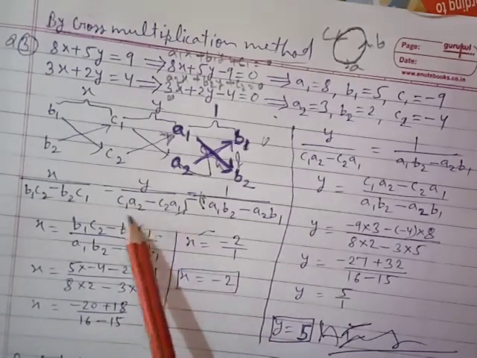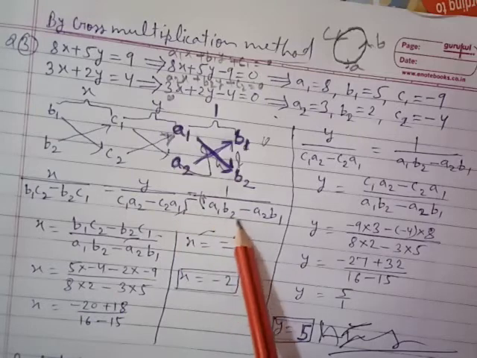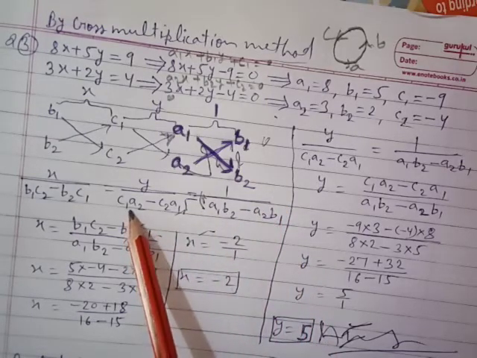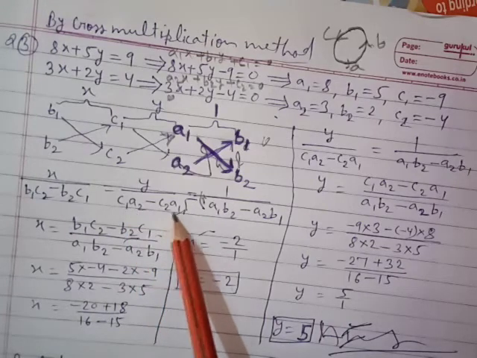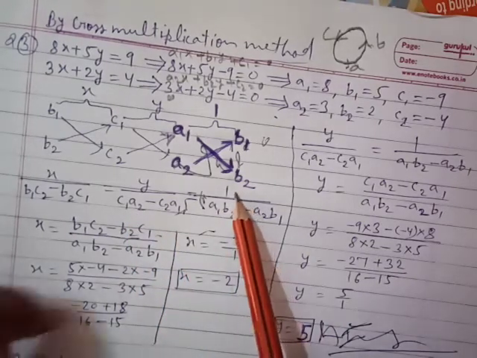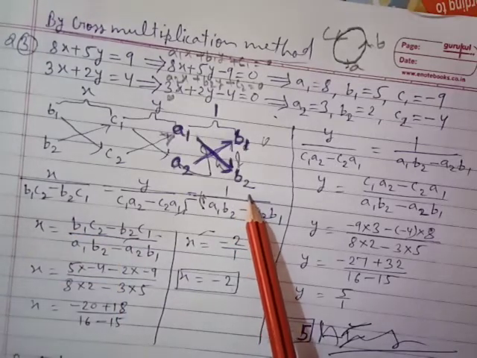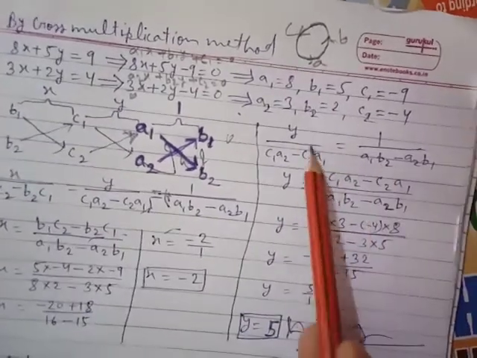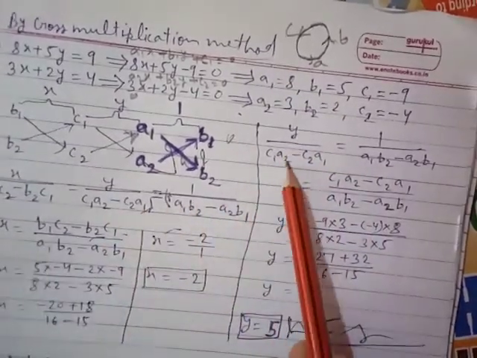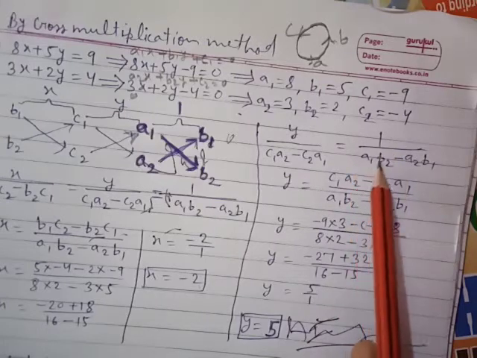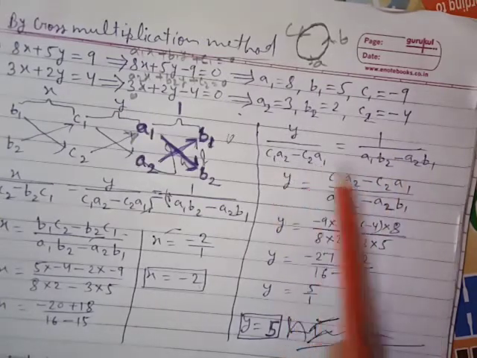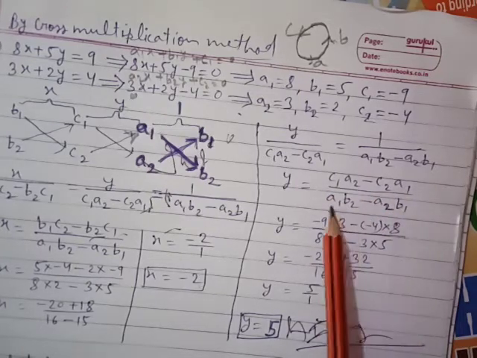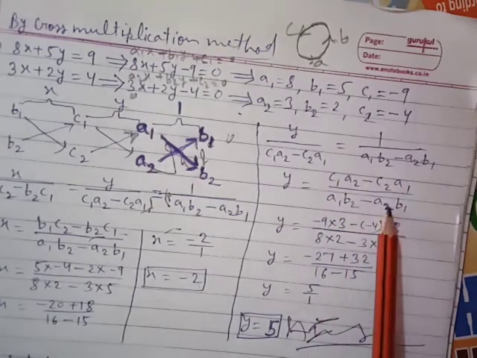Compare this y upon C1 A2 minus C2 A1 with 1 upon A1 B2 minus A2 B1. Multiply C1 A2 minus C2 A1 with 1, so here it will come C1 A2 minus C2 A1 upon A1 B2 minus A2 B1. Compare this: y upon C1 A2 minus C2 A1 equal to 1 upon A1 B2 minus A2 B1. Multiply this here, so it will come C1 A2 minus C2 A1 upon A1 B2 minus A2 B1.